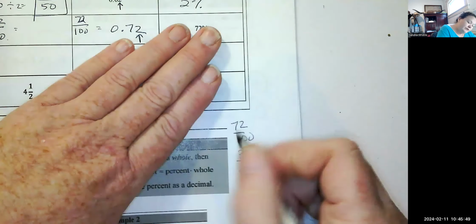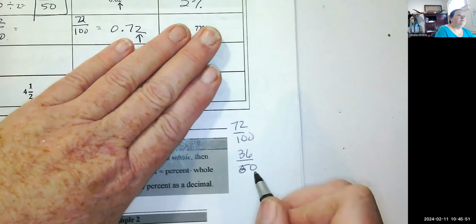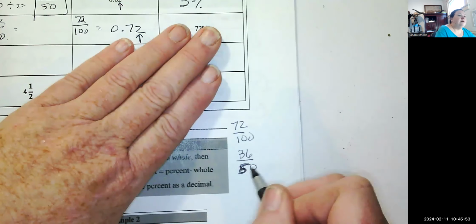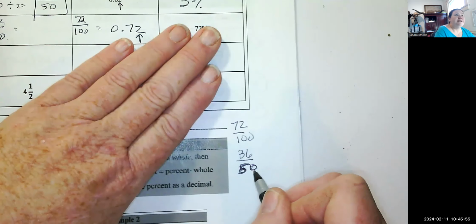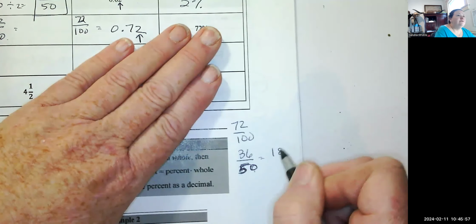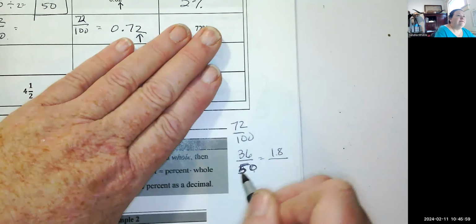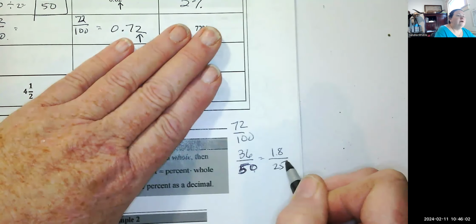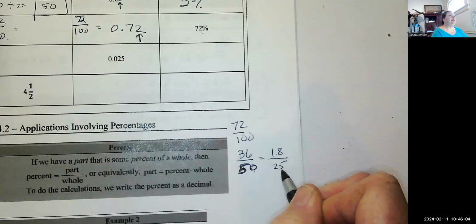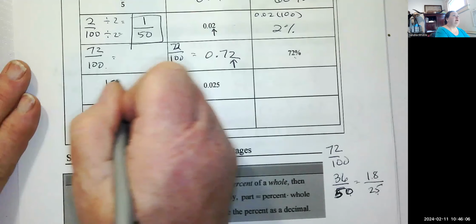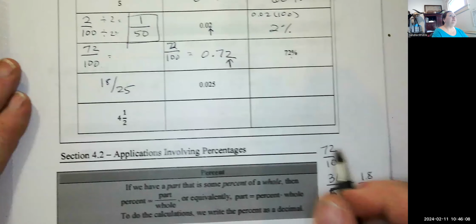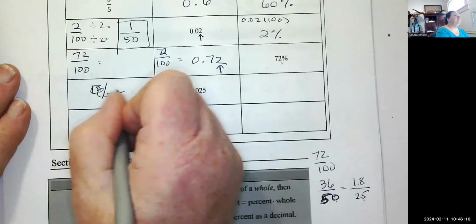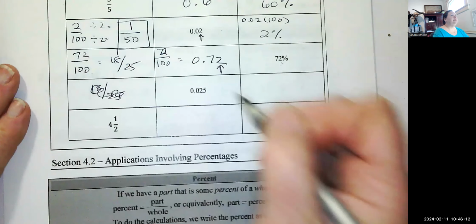36 over 50. But these are both even numbers, so I can reduce it again by 2. So divide 36 by 2, I get 18. 50 divided by 2, I get 25. This is only made up of 5 and 5, so now I'm done. So 18 over 25. Nope, wrong one. I messed up today.